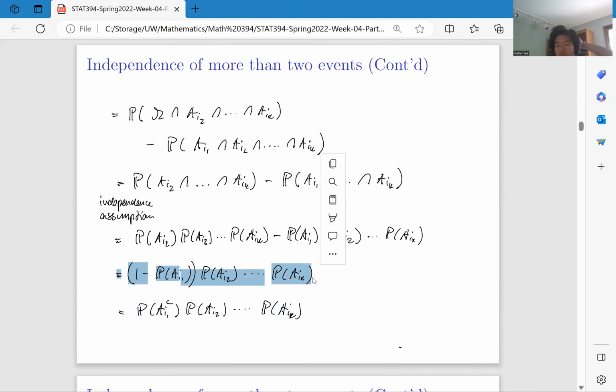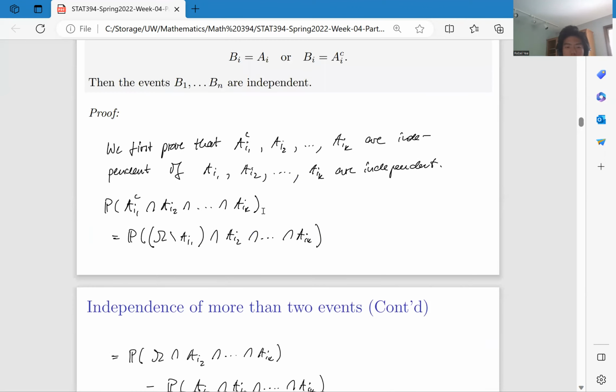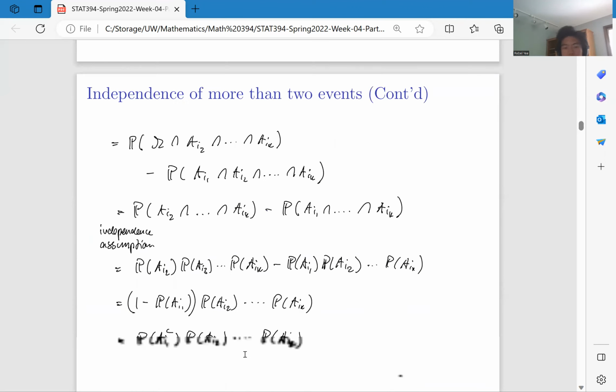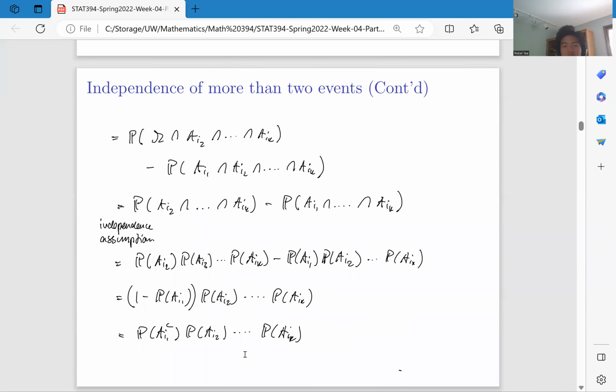And obviously, based on the definition of the set difference or complement, 1 minus the probability of a set is equal to the probability of its complement. So A1 complement times PA2 times PA3 until PAK is equal to this term we defined above. So actually they're independent.